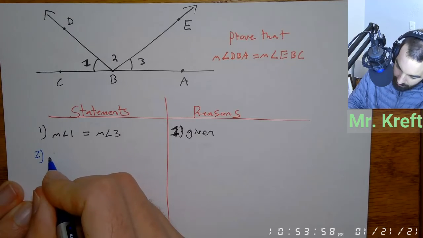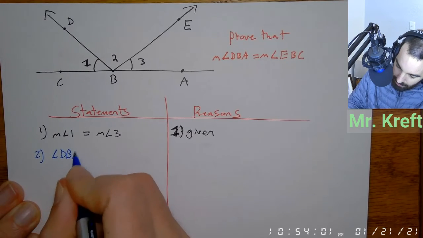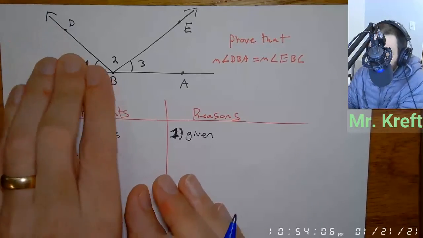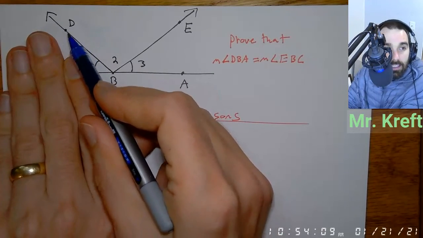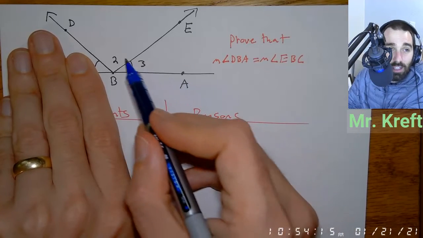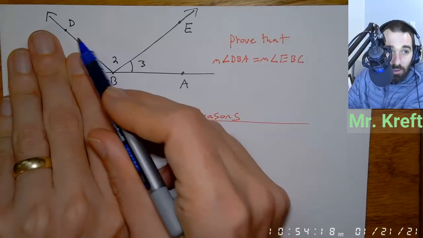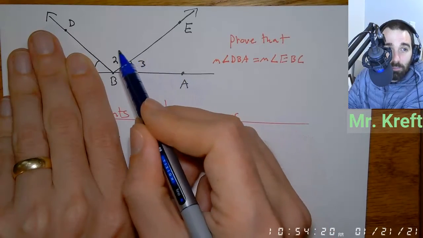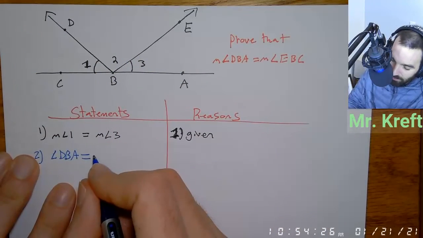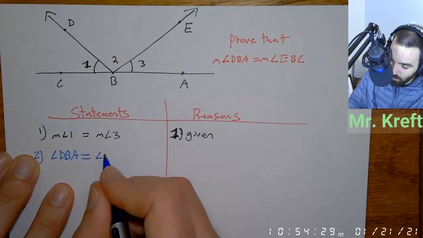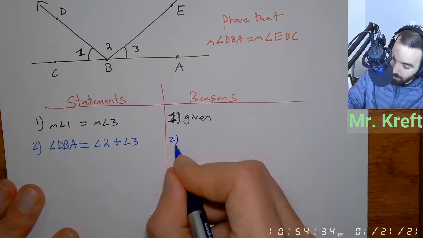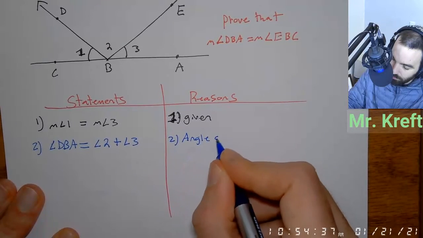I'm going to say angle DBA is equal to what? So let's take a look at angle DBA. So here I have angle DBA. Well, now this is something that we worked on in the last unit, right? So isn't this angle addition? Angle DBA is really made up of two smaller angles, right? Angle 2 and angle 3. So I can say angle DBA is actually angle 2 plus angle 3. Okay, and my reason here is angle addition.